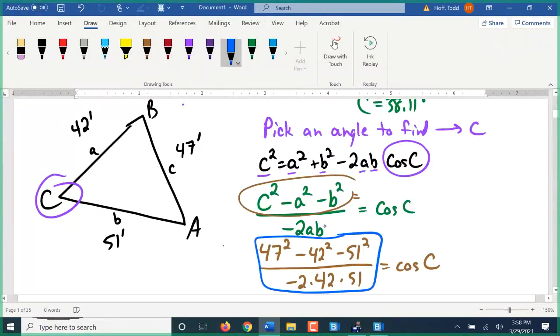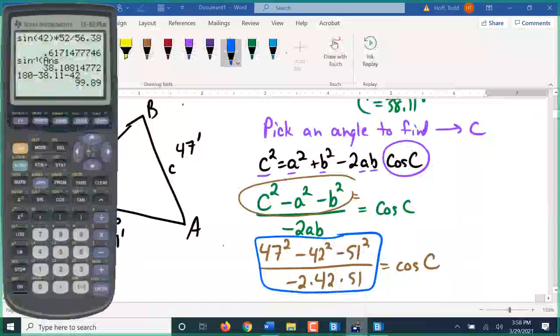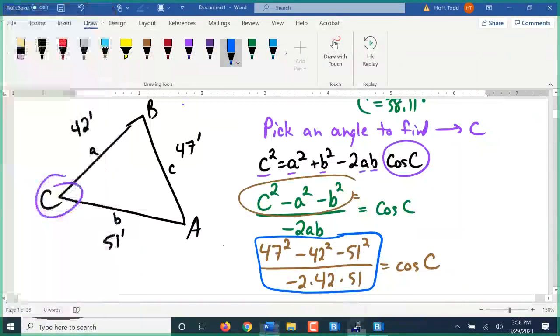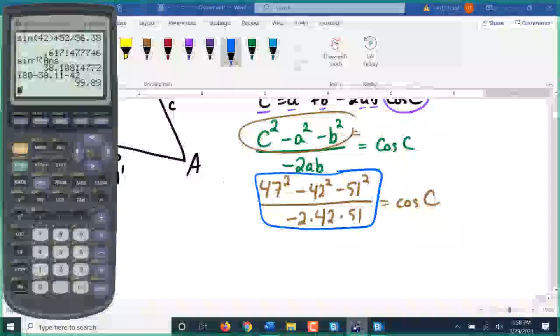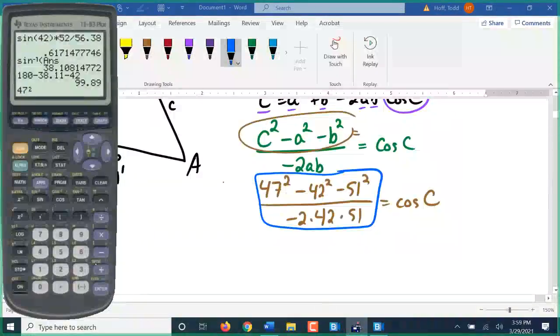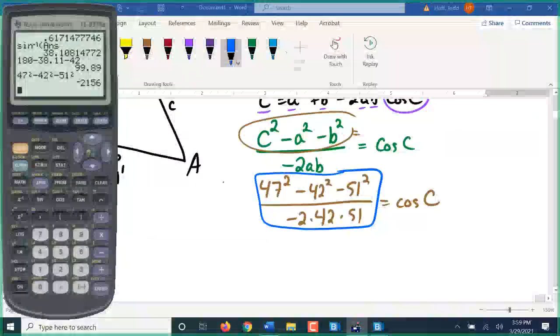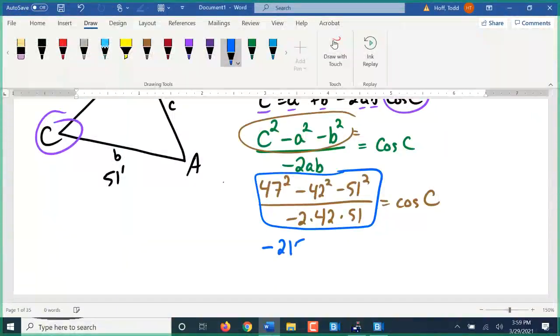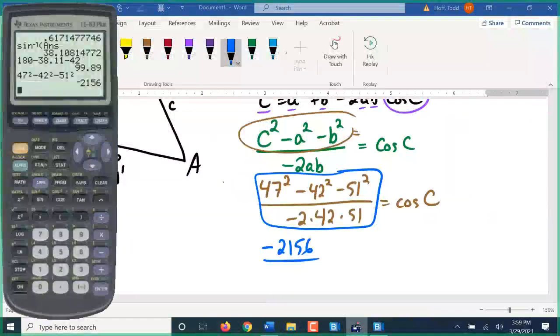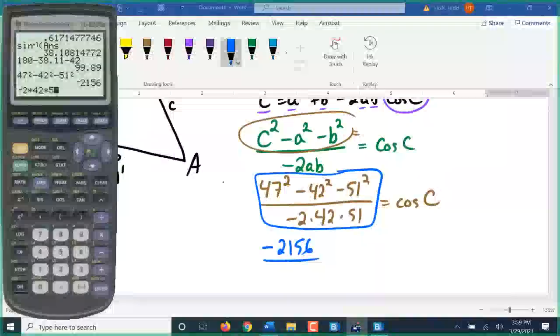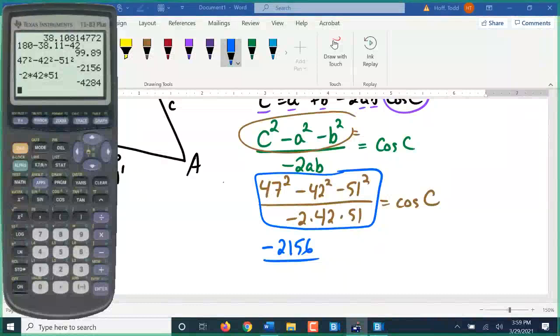Let's do this piece right here. We either enter the top, then enter the bottom, and then divide them. Probably the easiest way to do it. 47 squared minus 42 squared minus 51 squared. Now this is typically going to give us a negative number here: negative 2,156. Which is okay, because on the bottom we're definitely going to get a negative number: negative 2 times 42 times 51, which is negative 4284.